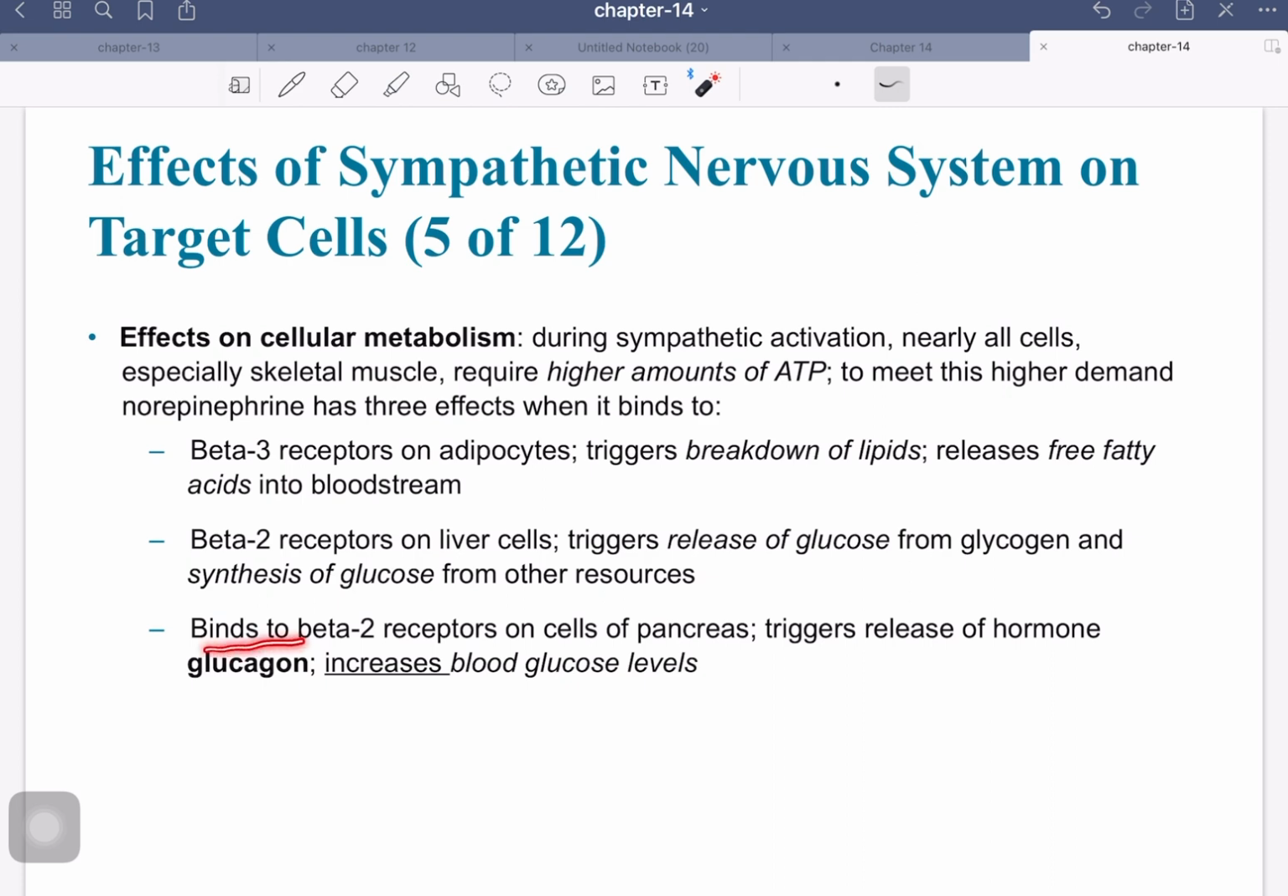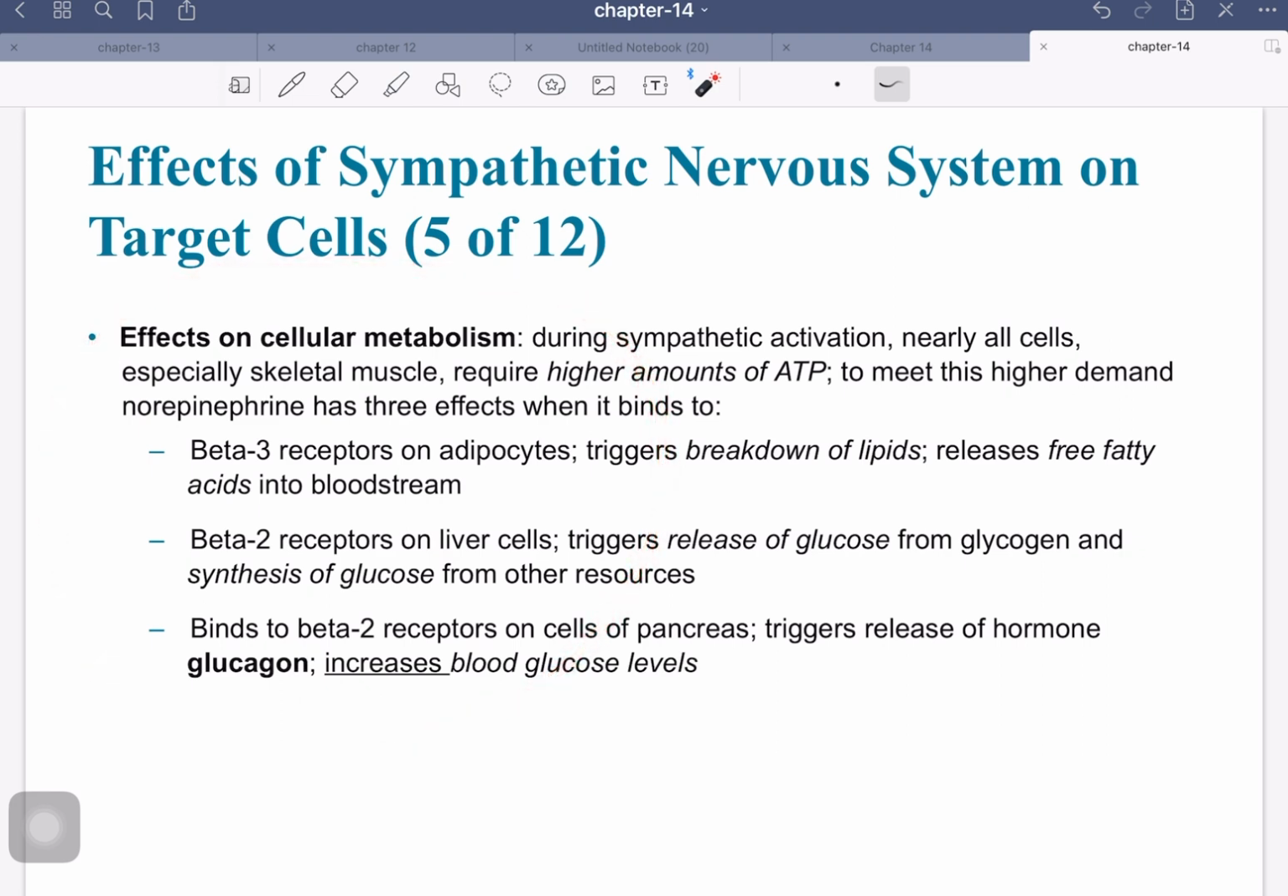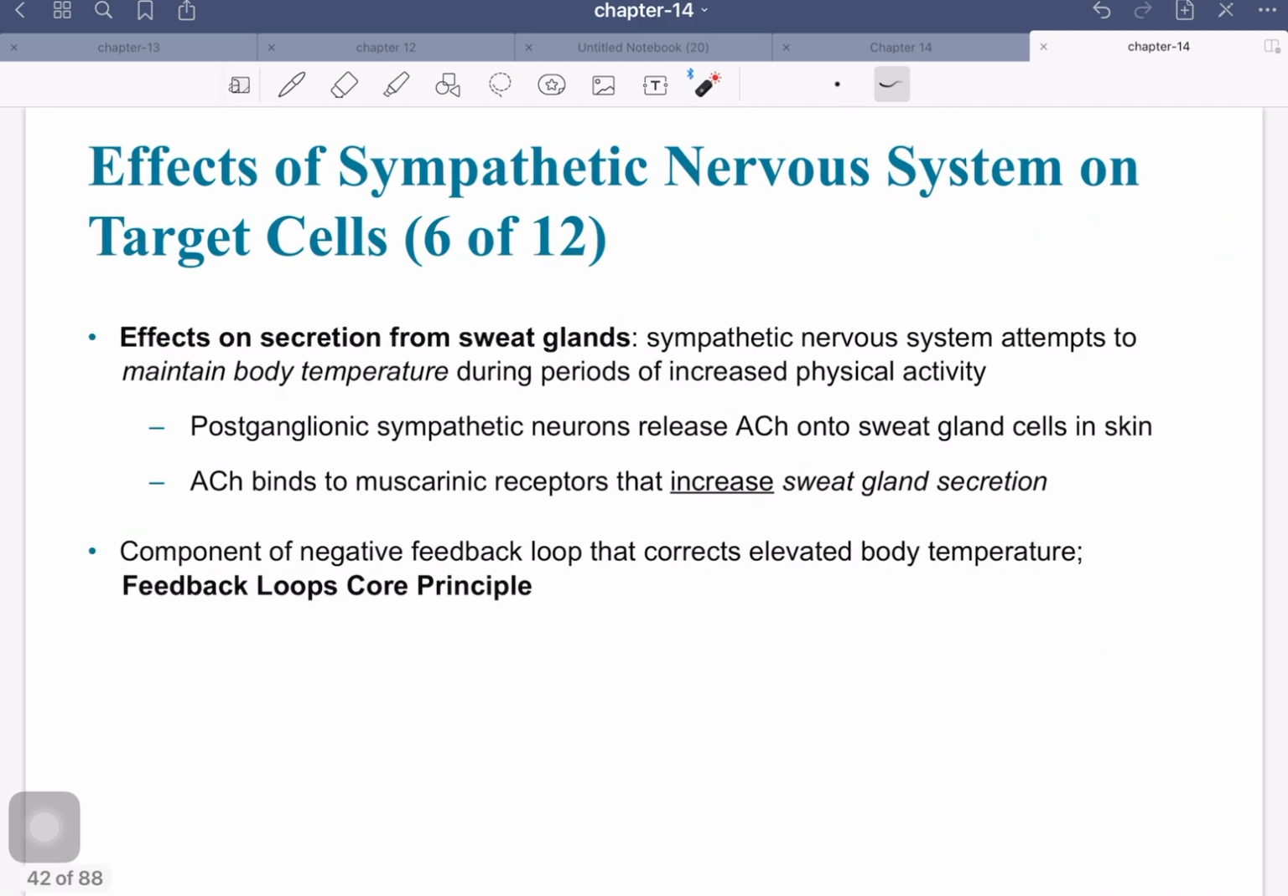It also binds to the beta-2 receptors on cells of the pancreas. And this triggers the release of the hormone glucagon. And of course, one of the main functions of glucagon is to increase blood glucose level. So you can see that through a number of mechanisms, by changing cellular metabolism, I can have a situation where there's sympathetic activity, I need more ATP, and there's a number of ways that we can generate those resources that will help you do that.